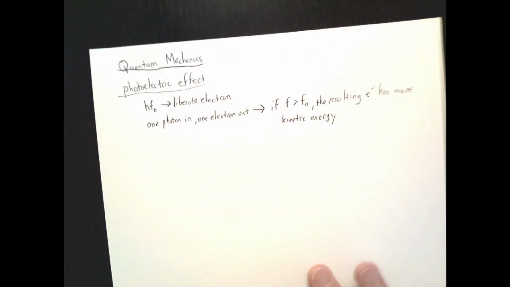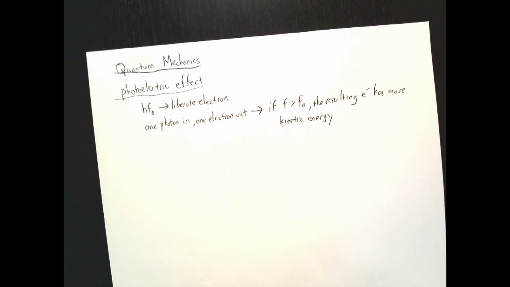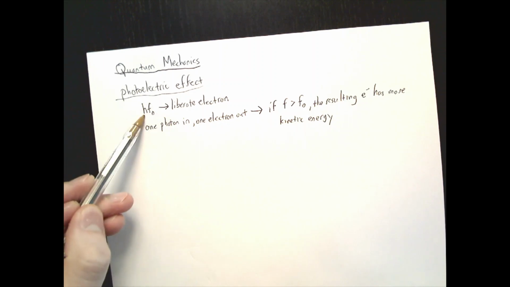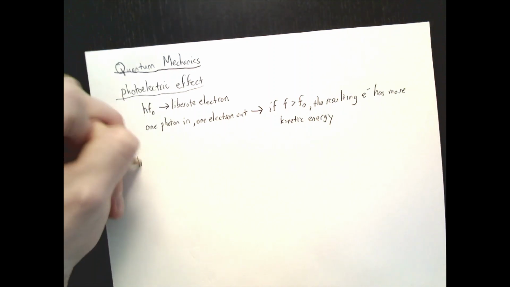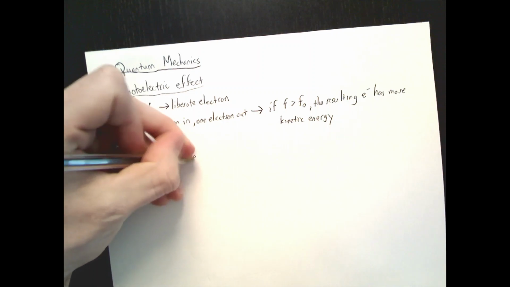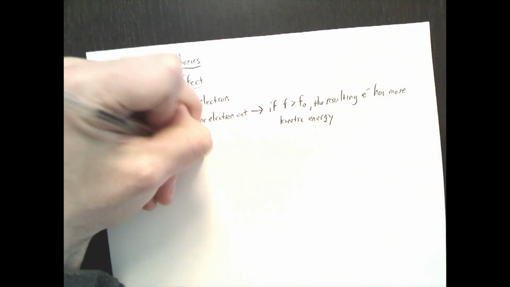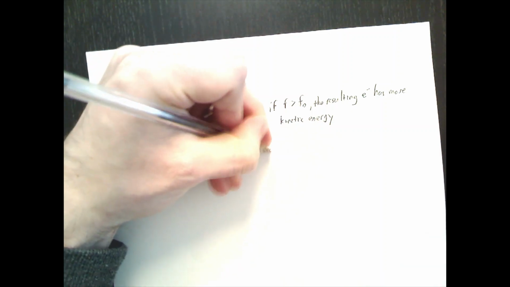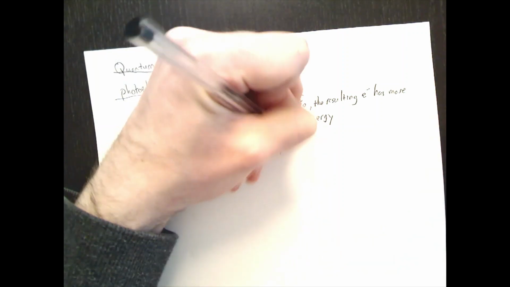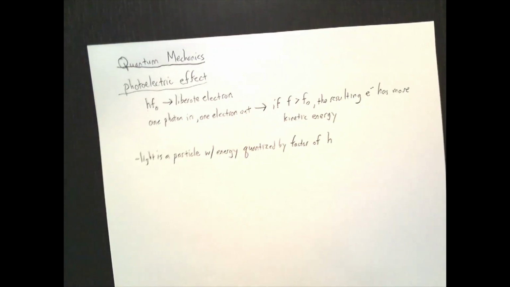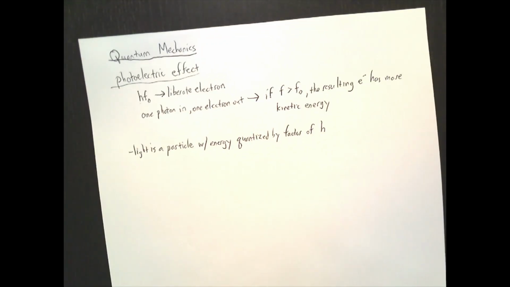So the conclusion of the photoelectric effect experiment is that light behaves like a particle and its energy can only exist in a specified quantized amount based off some multiple of this constant h. So light is a particle with energy quantized by a factor of h, Planck's constant. So light was a particle according to the photoelectric effect.